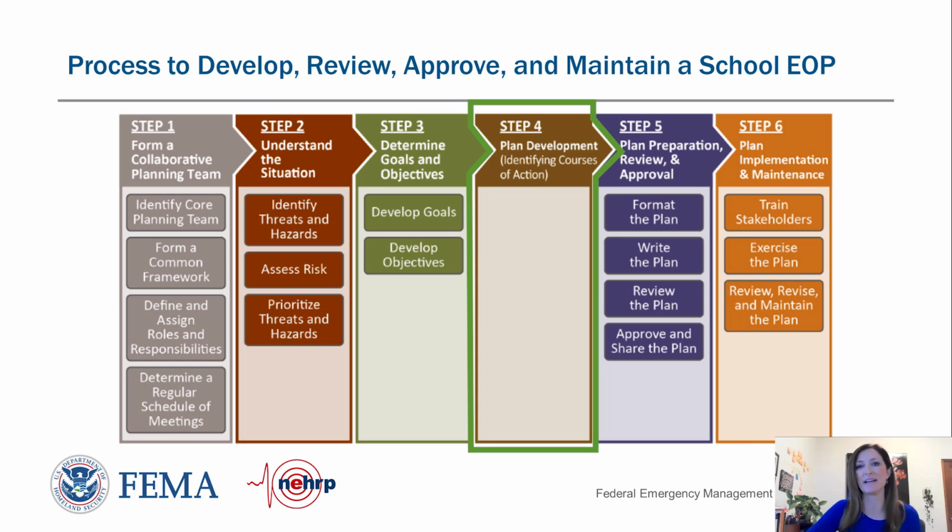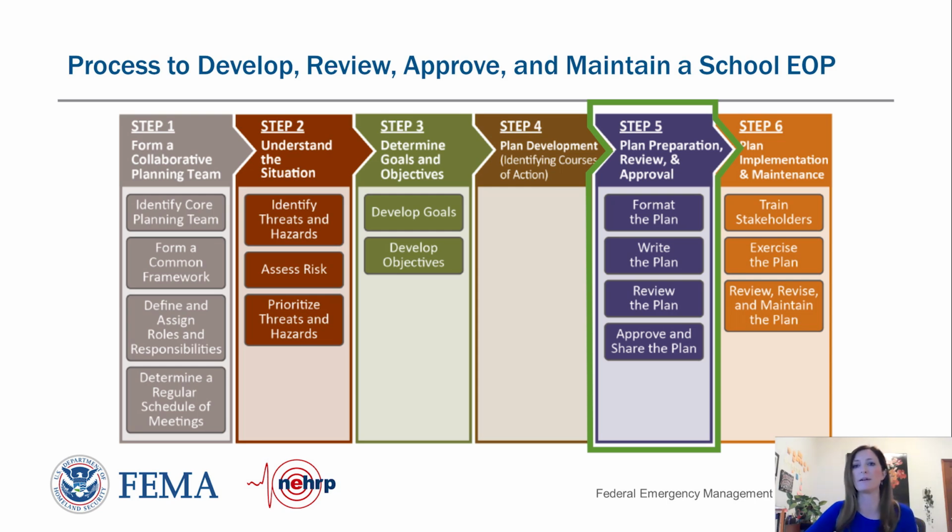Now it's time to begin actually developing the plan and identifying courses of action. And so this is where starting with a template can really help, so you're not starting with a completely blank slate. But again, as I mentioned earlier, remembering that that template can always be updated and adapted for the specific school context. Step 5 involves plan preparation, review, and approval.